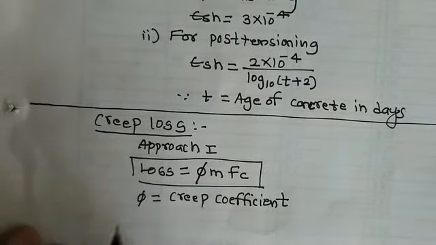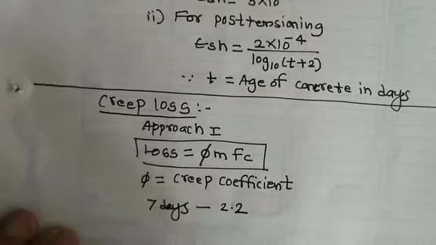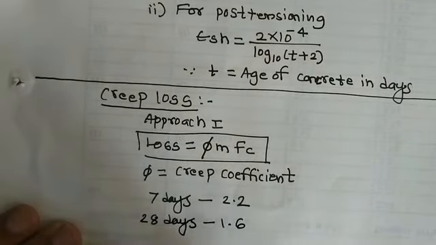Creep coefficient depends on age of concrete. For 7 days, creep coefficient is 2.2. For 28 days, creep coefficient is equal to 1.6. For 1 year age of concrete, creep coefficient is 1.1.